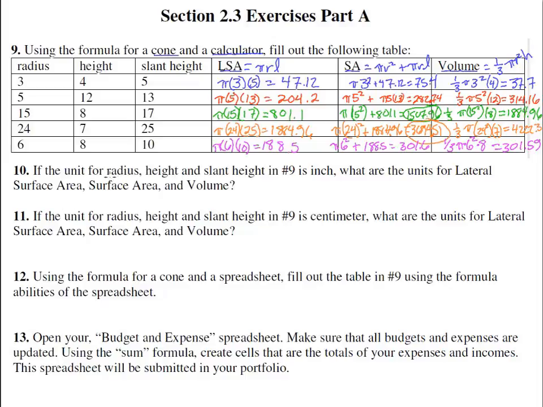Number 10. If the unit for radius, height, and slant height in number 9, so right here, if they were inches, inches, and inches, what are the units for lateral surface area? Well, first of all, lateral surface area is an area. So it will be this unit squared, inches squared. And we can see that because we have 3 inches times 5 inches gives us inches times inches, which is inches squared, or square inches. Surface area gives you a hint right there. Will also be in inches squared. So this would be inches squared, and this would be inches squared.